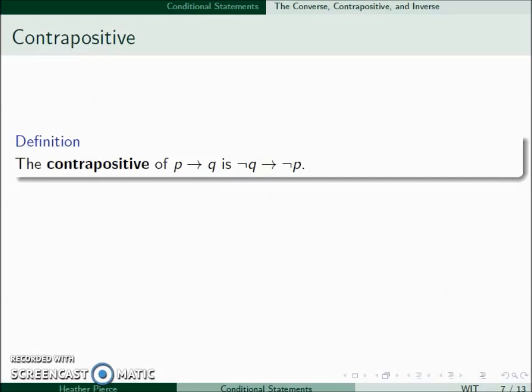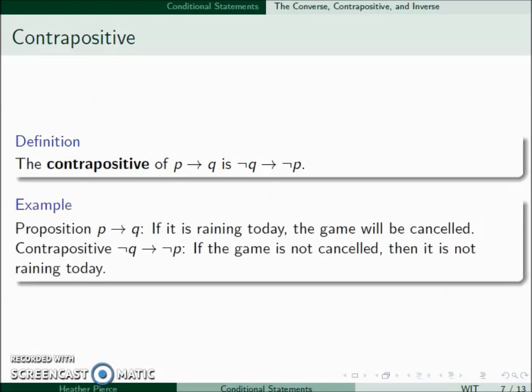The contrapositive of if P then Q is if not Q, then not P. So if we have the same proposition, if it is raining today, the game will be canceled, the contrapositive will switch the order and negate each one. So if the game is not canceled, then it is not raining.